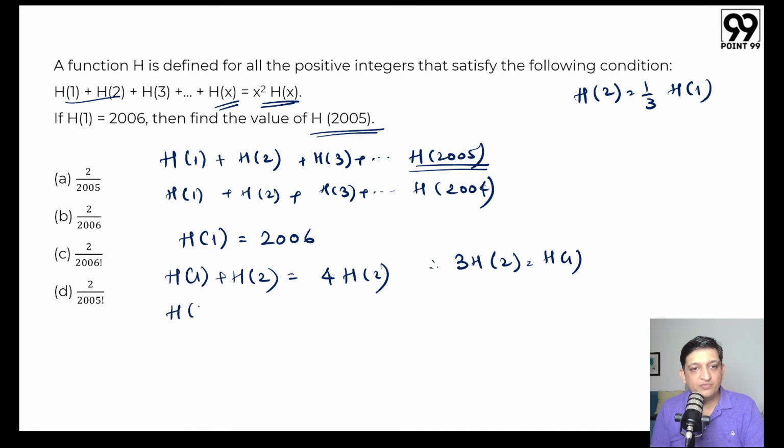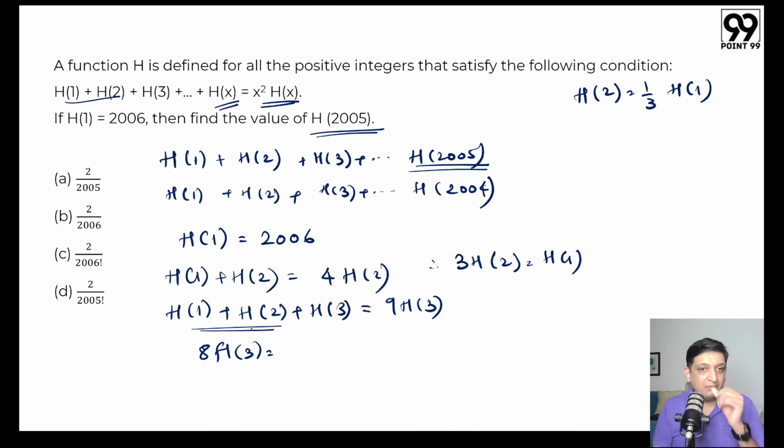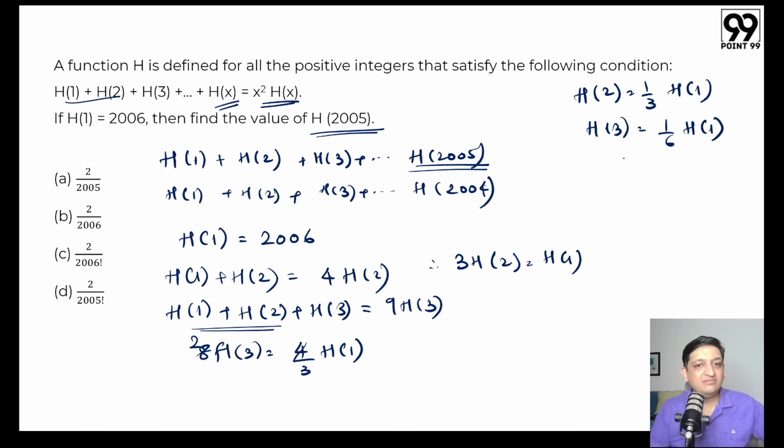Similarly, if I were to figure out the third possibility, h1 plus h2 plus h3 is going to be equal to 3 square, that is 9 times h3. Or in other words, I will be able to get 8 times h3 is equal to h1 plus h2. But what is h2? h2 is 1 by 3 times h1. So h1 plus 1 by 3 times h1 is going to be 4 by 3 times h1 here. So what am I going to get? 4 2s are 8. I will be able to see that h3 here is going to be equal to 1 by 6 into h1. Now, those of you who are keen, you will be able to find a pattern.